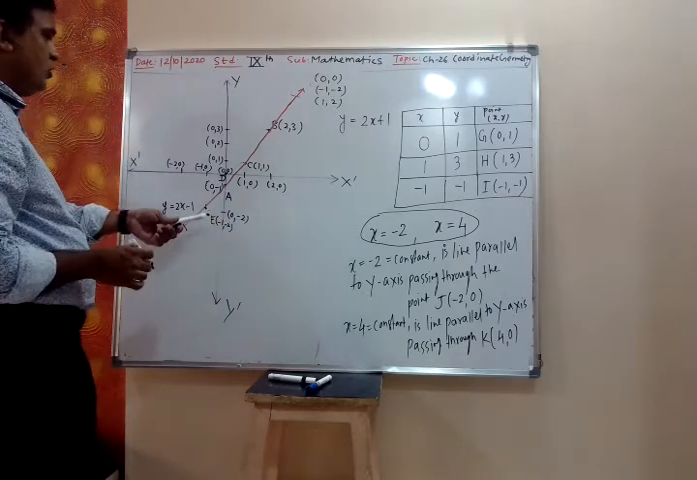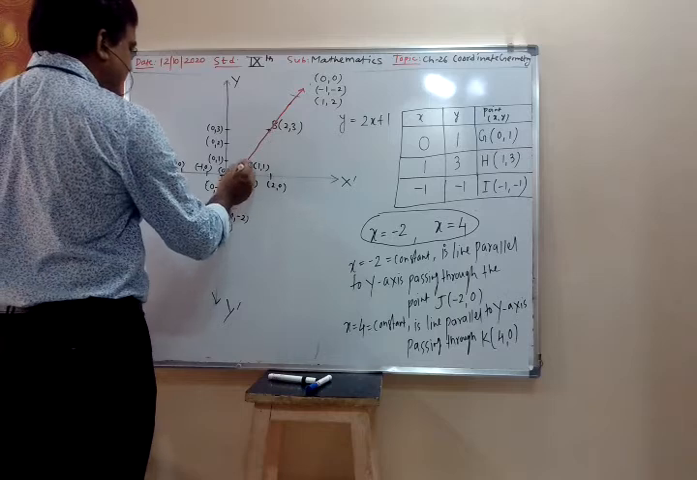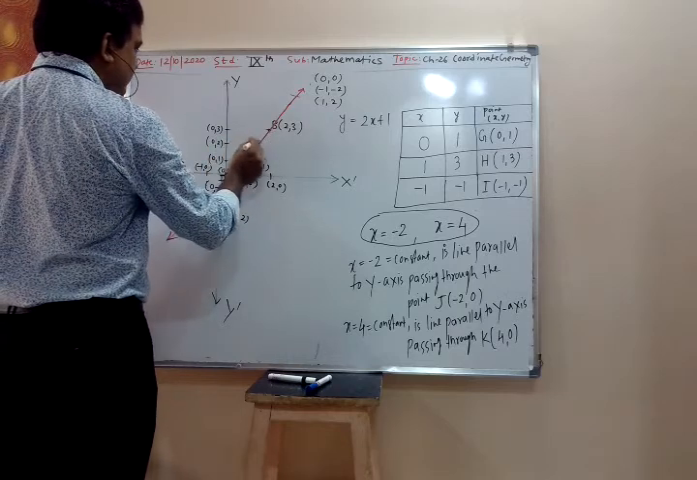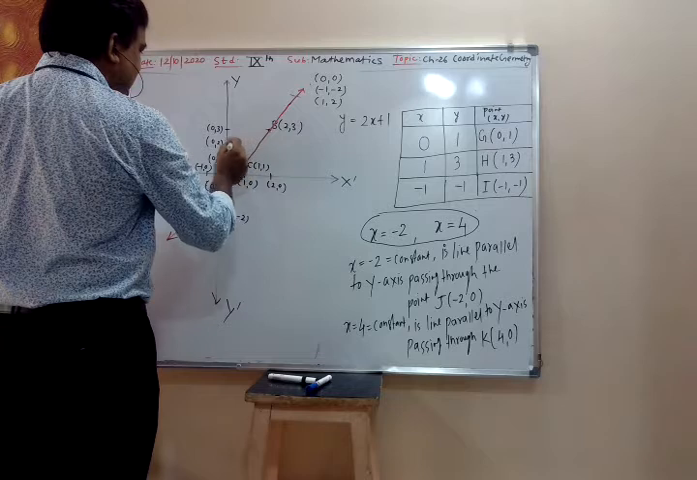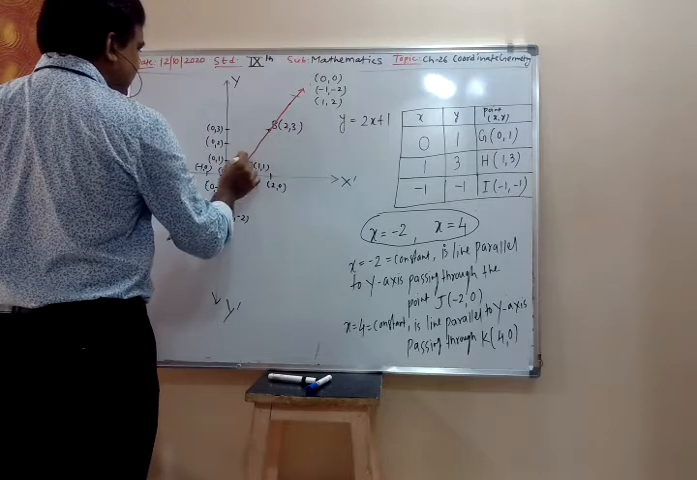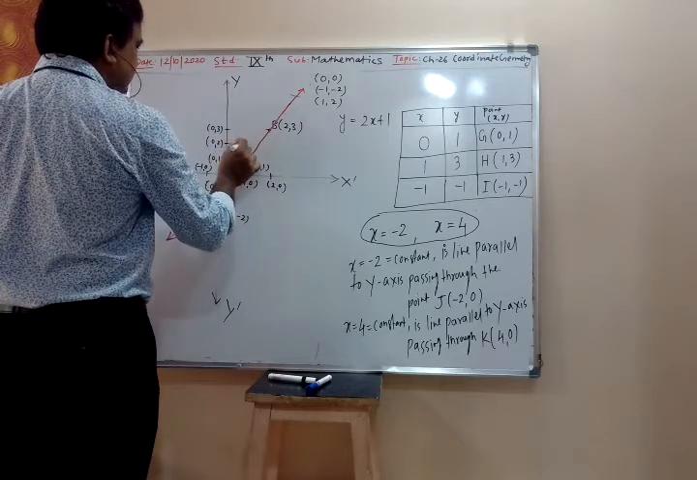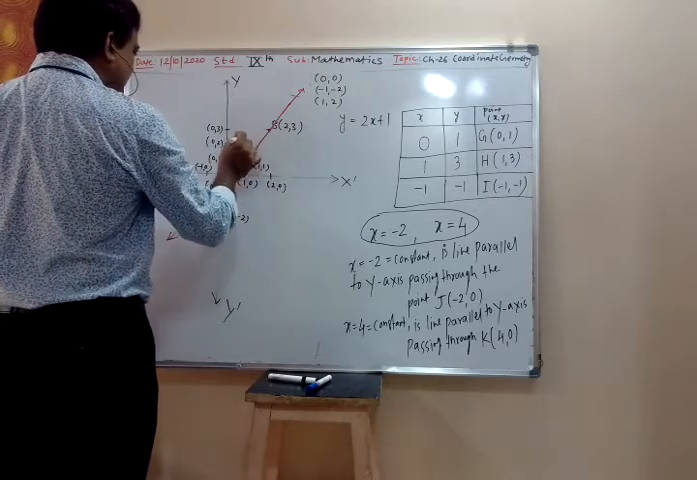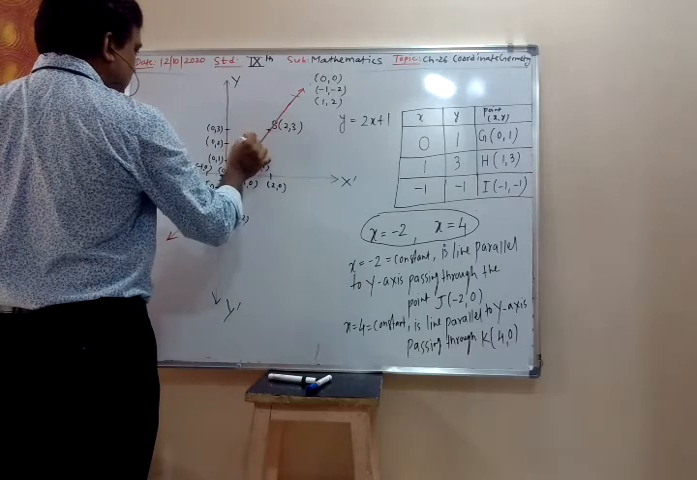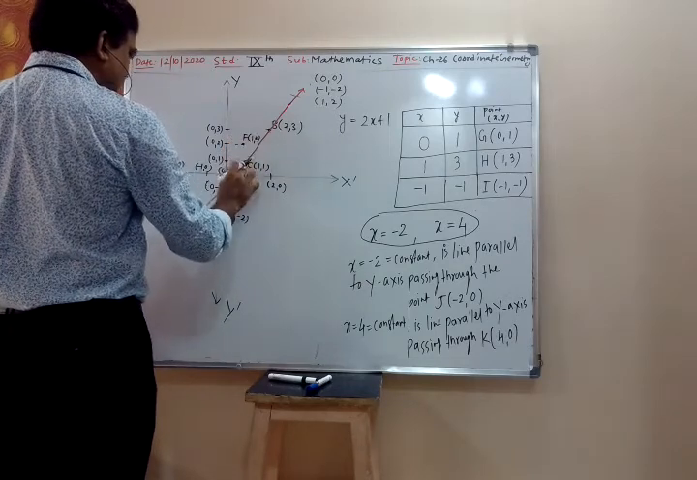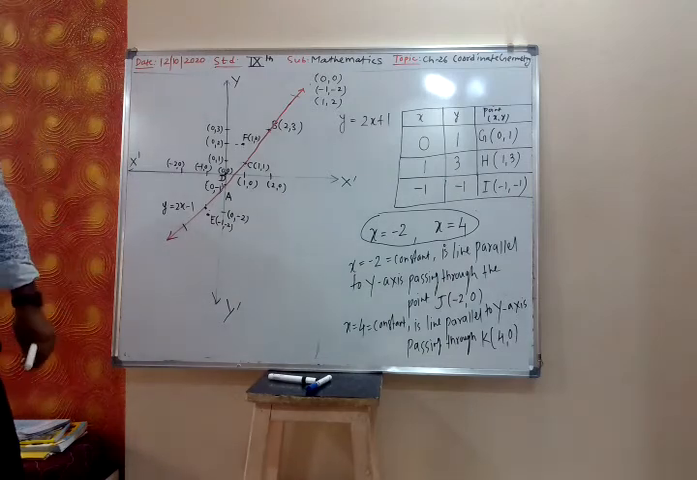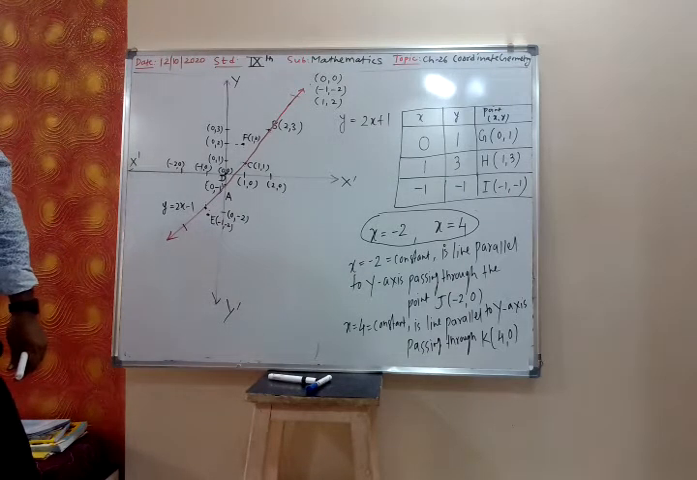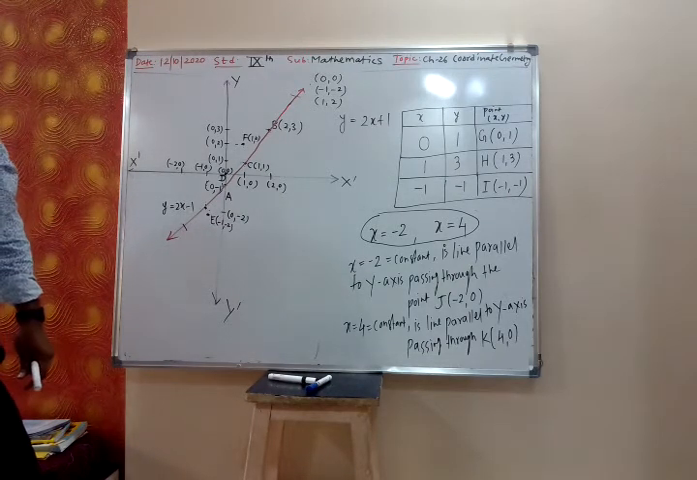Then 1 comma 2. X is 1 and y is 2. So this is my point F, 1 comma 2. Now join these 3 points.